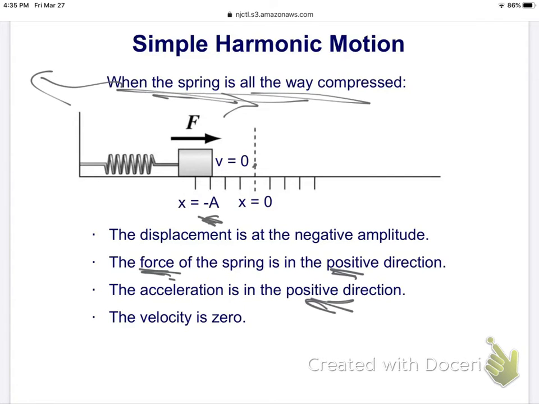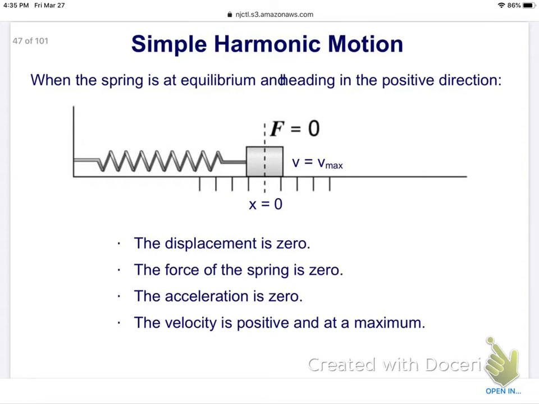Now, if this is going back and forth, if it's going negative, negative, negative until it compresses the spring, it has to go to 0 before it starts going positive, so the velocity is 0. Now we're at the equilibrium point, but traveling to the right. The displacement is 0 because we're at the equilibrium point.